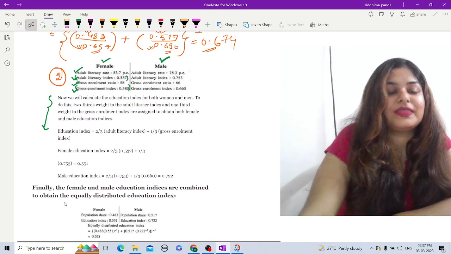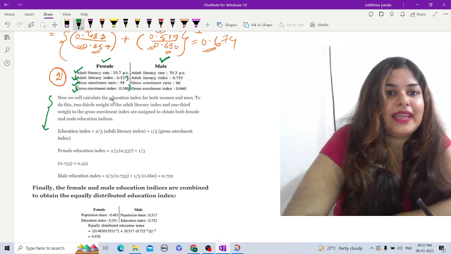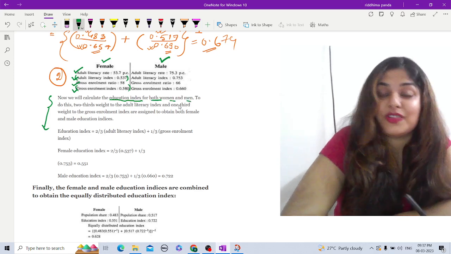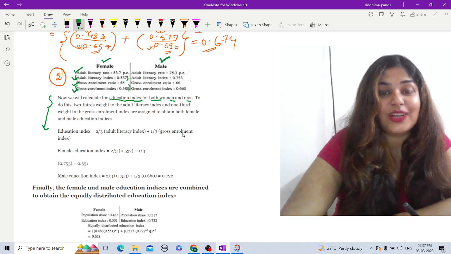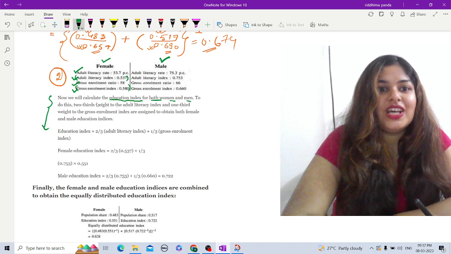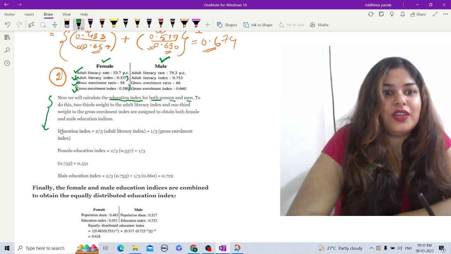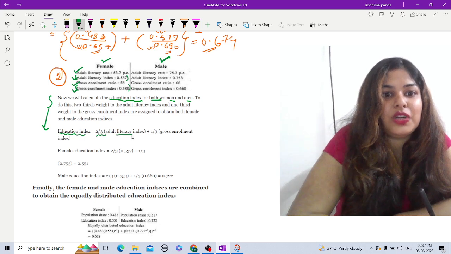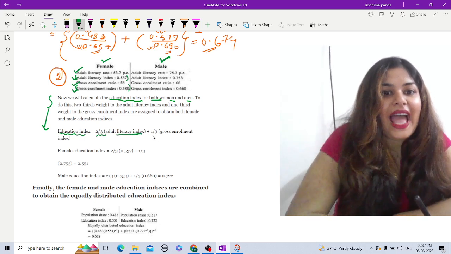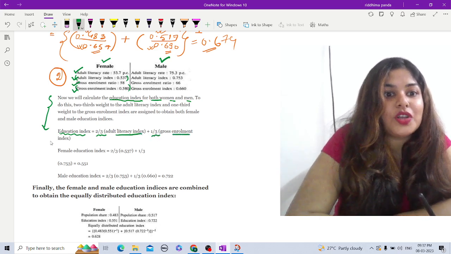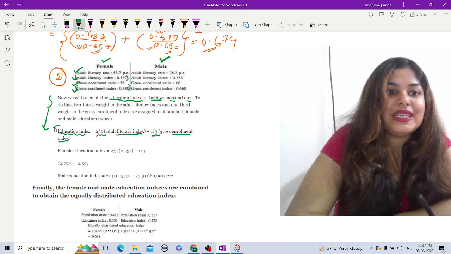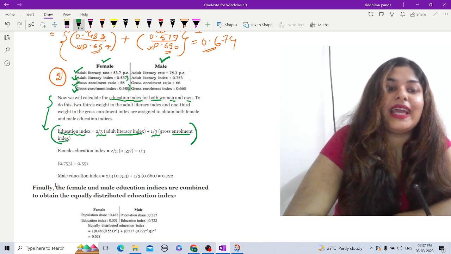Right. So here it is shown the calculation of the dimension in the education index for women and men. So the dimension is education and we are calculating the education index, right? So this is the formula, okay? To calculate the education index, 2/3 of the weightage is given to the adult literacy index and 1/3 is given to the gross enrollment index. So using this, we can actually calculate the value.